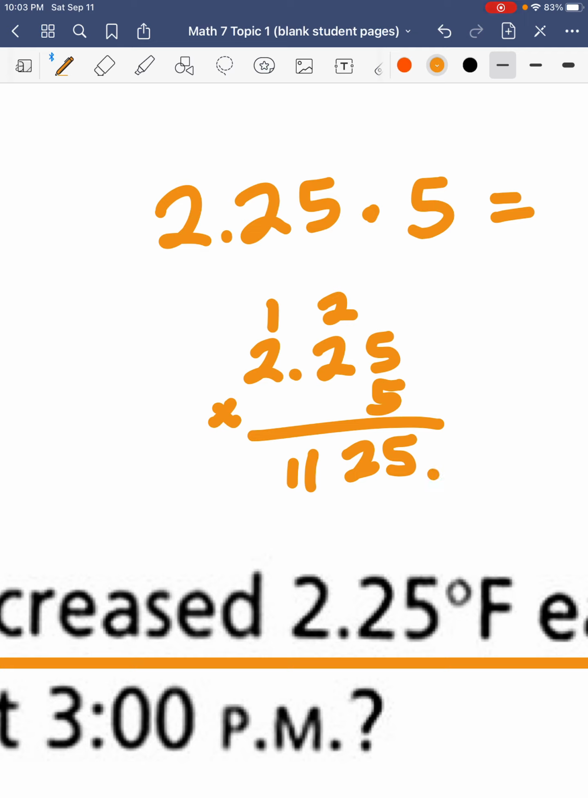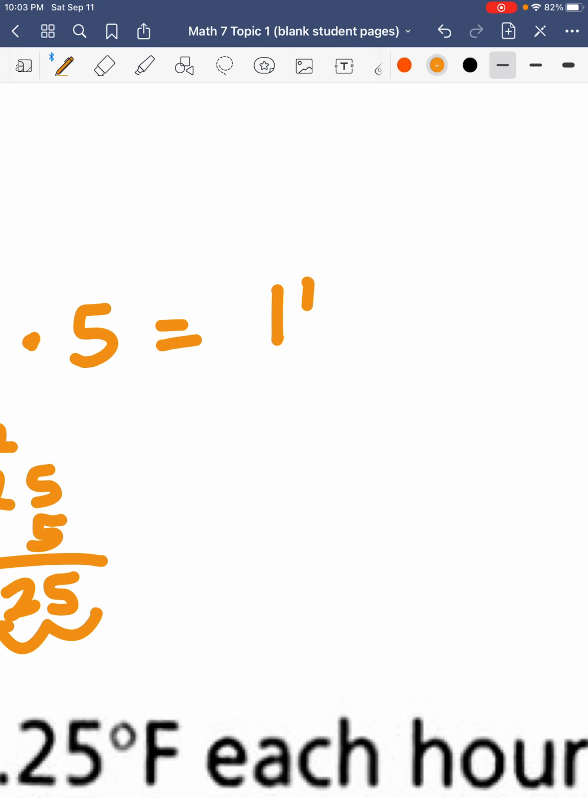So right now that's where our decimal point is, but I've got 2 decimal places in my problem. So I'm going to move that decimal 2 places over. So it's going to go in between that 11 and that 2. So the total change in temperature is 11.25 degrees. So now I'm just going to add that to our starting temperature.